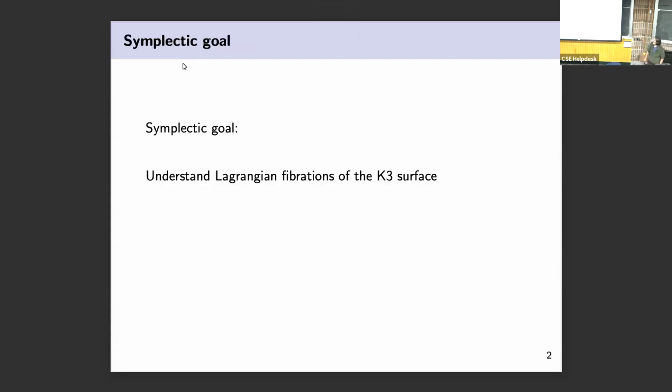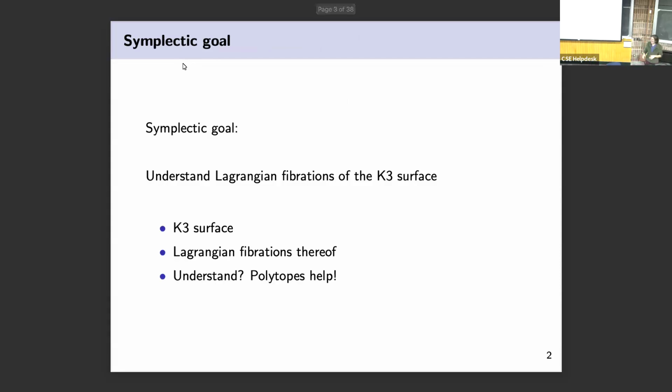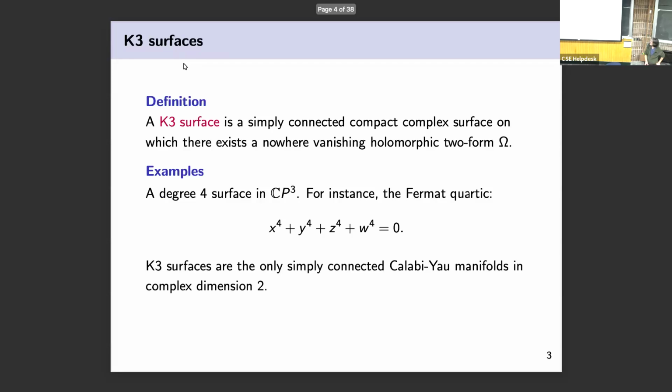So the goal here ultimately is a symplectic one. I'm interested in understanding Lagrangian fibrations of K3 surfaces. So in the talk, first I'll remind people what a K3 surface is, explain a little bit about the Lagrangian fibrations, and then hopefully through the talk convey a little bit what I mean by understand, because that means different things to different people. But for me, it is pretty tactile, and it means that I can actually get in and sort of see and feel these things. And for that, polytopes help a lot. So that's why it's ultimately going to be about polytopes by the time we get further in.